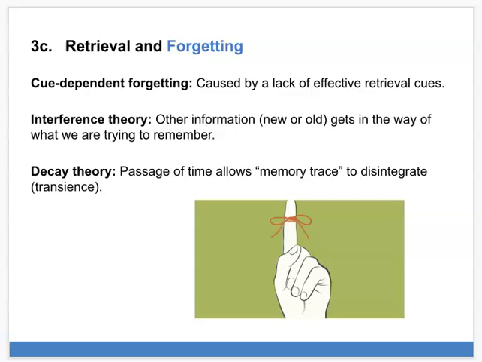So lastly, we have forgetting. So cue-dependent forgetting, caused by lack of effective retrieval cues. So you're on a test, you're trying to figure something out, you know the information, and you can't find it in your head. Okay? Lack of effective retrieval cues. Interference theory: other information, new or old, gets in the way of what we're trying to remember.